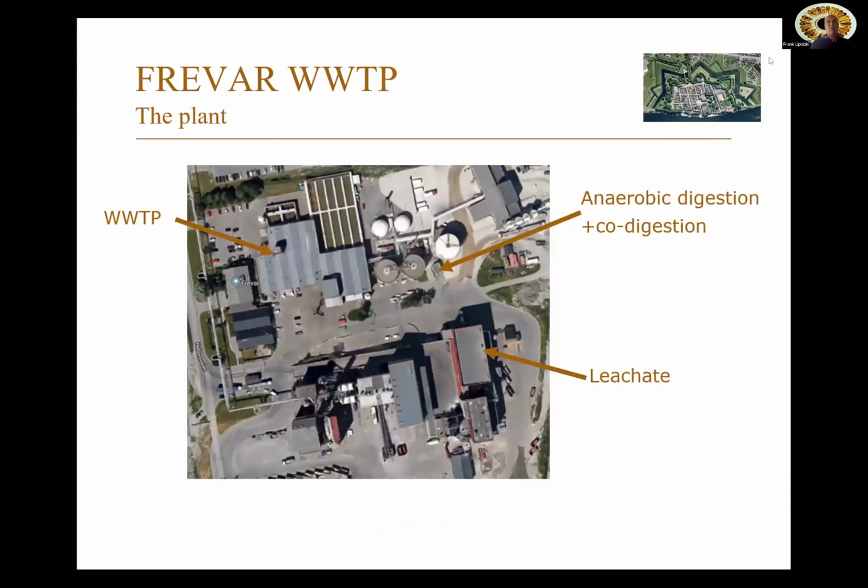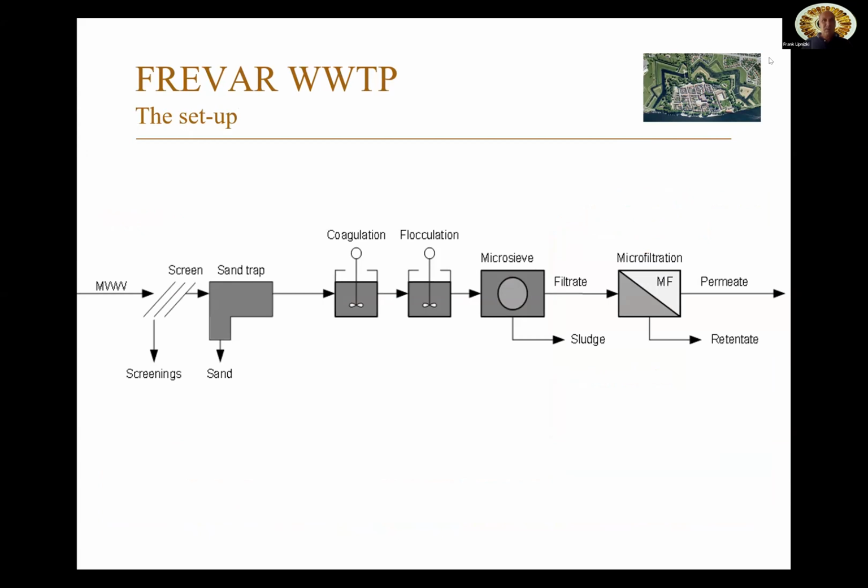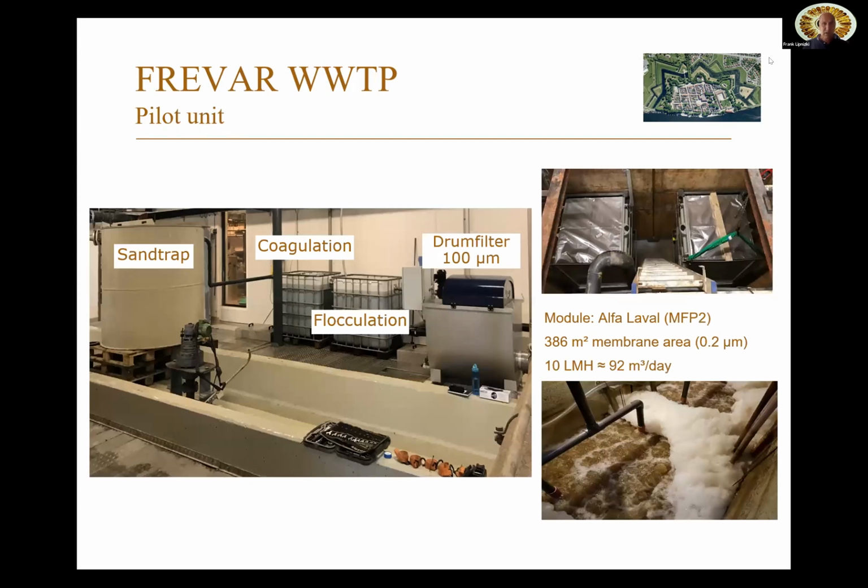Encouraged by this result, we went to Norway, to the Frevar wastewater treatment plant. It's in Fredrikstad, which is not so far away from the Swedish borderline. And there we also have a wastewater treatment plant with anaerobic digestion and co-digestion. What we installed here was the concept which we found out was the best concept from Lund. So we take the municipal wastewater in, screen it, sand trap, coagulation, flocculation, microsieve, and then microfiltration. So here you can see the larger plant, how it looks: the sand trap, the coagulation, flocculation, the drum filter.